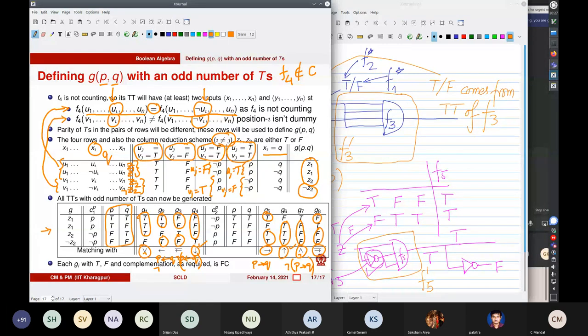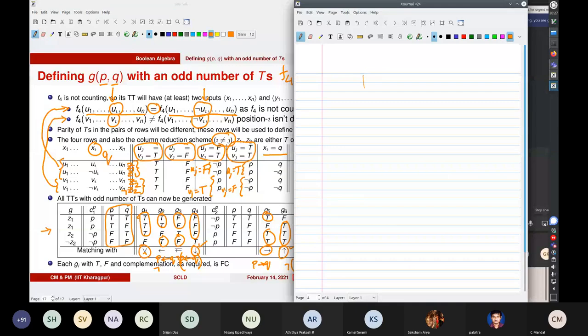Actually, this implication is like OR only. P implies Q is not P or Q. All right. So if you have an implication gate and you put an inverter here, what do you get? This is simply an OR gate. All right. This is simply an OR gate. So that is what it is.